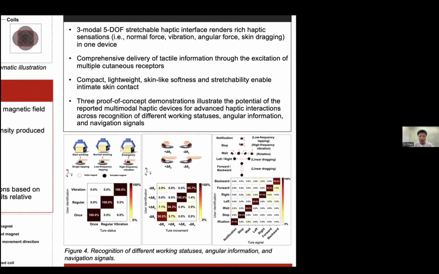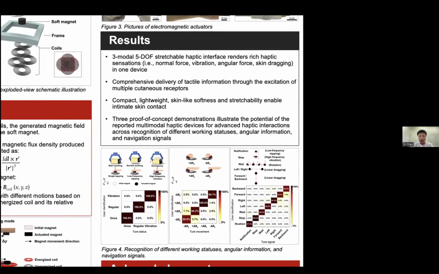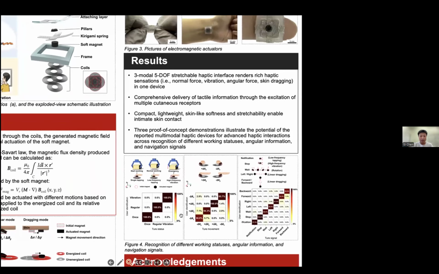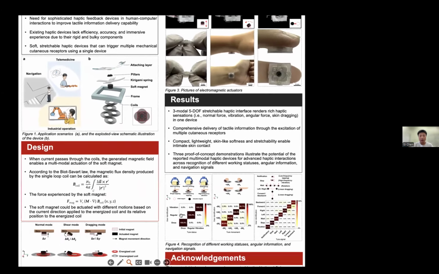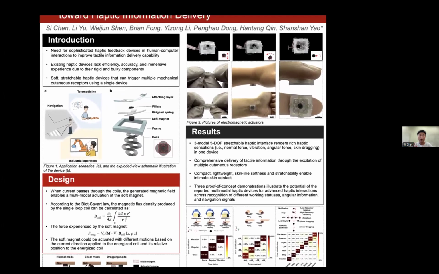So basically, this is all the information to improve the current human computer interaction and to provide a much better tactile information delivery. So that's all I want to present, and if anyone has any questions, I'm very happy to answer.